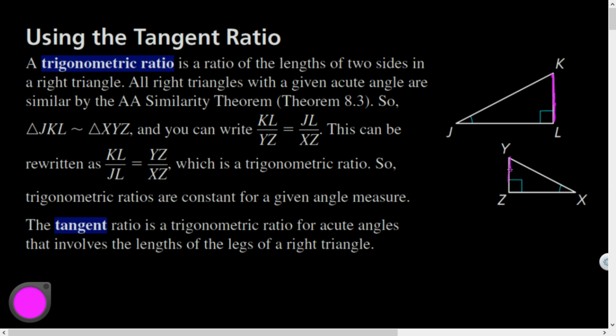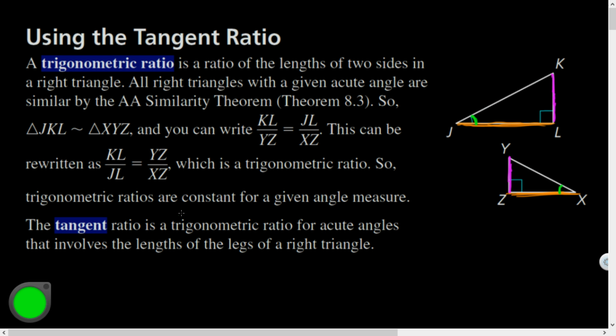So KL corresponds to YZ, right? You guys agree? All right, Ty, you with me here? Right, JL corresponds to XZ, right there. And I'm going to refer to these from the angle that happens to be congruent, the acute angle here. So KL is to YZ as JL is to XZ. All right, this can also be rewritten as KL is to JL, right? Short leg to long leg is going to equal short leg to long leg for this triangle.